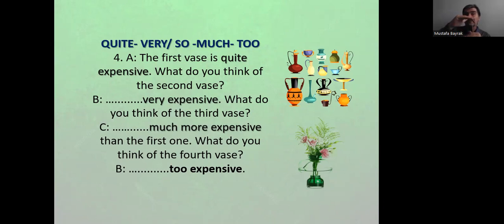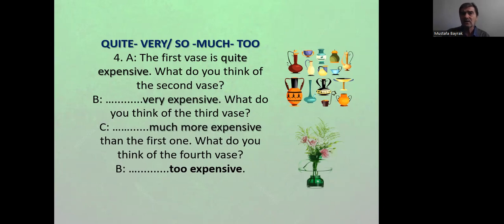Much more expensive means, again, the degree increases, the quality or the characteristic of the adjective increases. But when we say it is too expensive, it means we cannot buy it. It is not worth buying. Okay. Now, dialogue 4. There are vases on the right. The first vase is quite expensive. What do you think of the second vase? The second vase is very expensive.